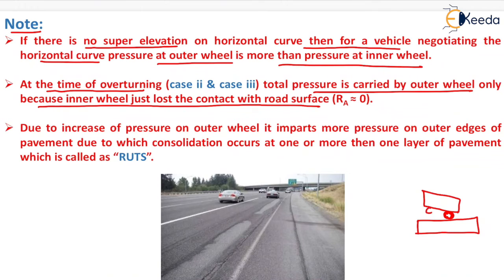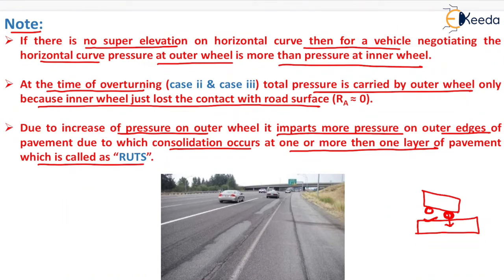So all the pressure is carried by the outer wheel only, because the inner wheel just lost contact with the road. Now due to the increase of pressure on the outer wheel, it imparts more pressure on the outer edges of the road. It means that due to the high pressure at the outer wheel, it imparts more pressure on the outer edges of the pavement, due to which consolidation occurs in one or more layers of the pavement, which is called ruts, which is shown here. Due to the large pressure on the outer wheel, rut formation will develop on the pavement.